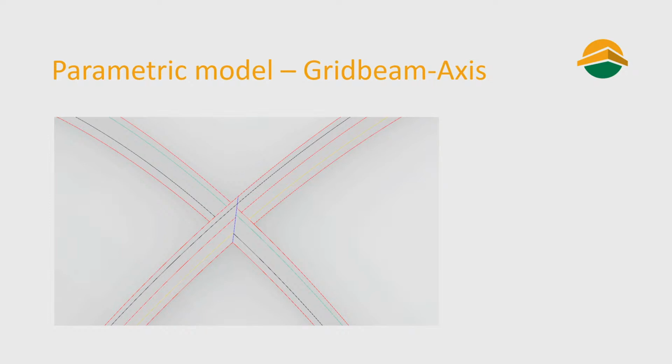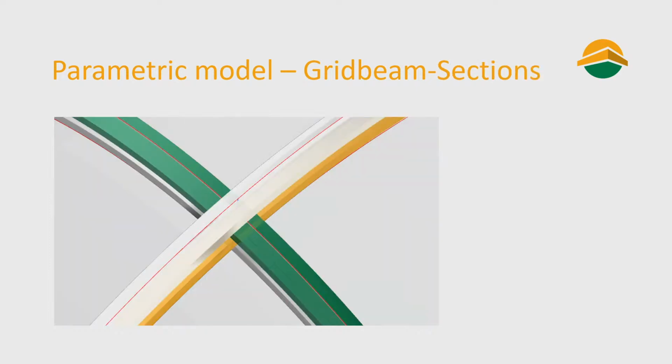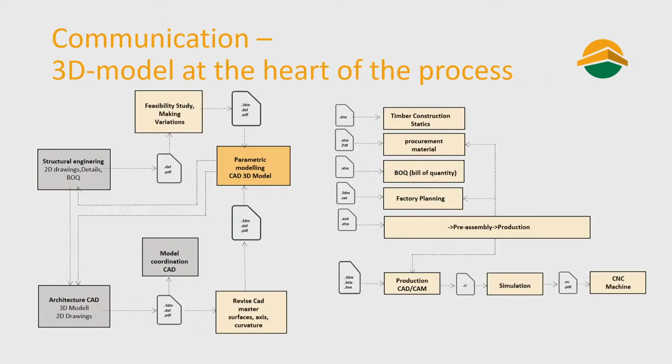If we are talking about the parametric model, that means it's not a model which is fixed. So if we change, as a parameter, maybe the grid distance, all other geometric devices in the model can move automatically. Then the grid beams, the cross sections of the grid beams, are generated along their axis.